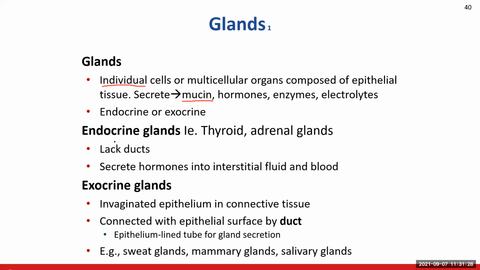Endocrine, very important, they lack ducts. So when they're making something, they have to secrete it into either the interstitial fluid and or blood. The interstitial fluid is all that fluid that sits outside the cell. So these cells will make stuff, secrete it into the interstitial fluid, it'll find its way to the blood and then circulate throughout the body. Or if it's close to a blood vessel, it'll secrete it directly into the blood vessel and circulate throughout the body. So those are the endocrine glands. The exocrine glands, they do have ducts.